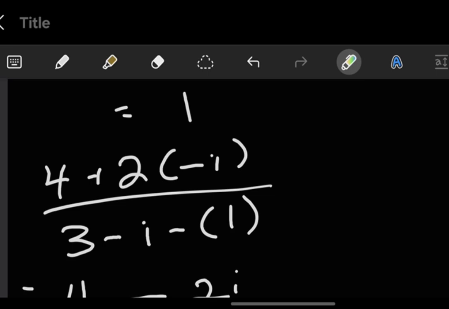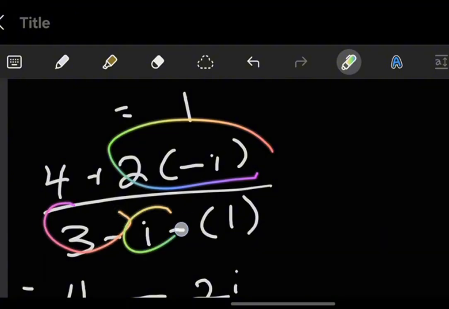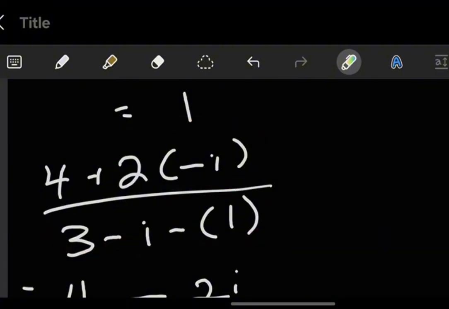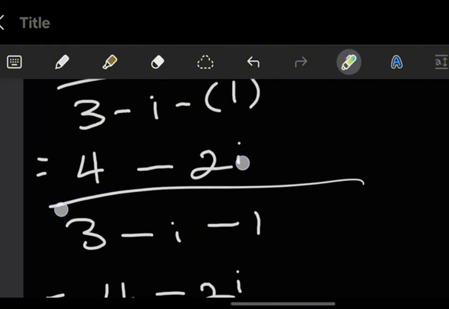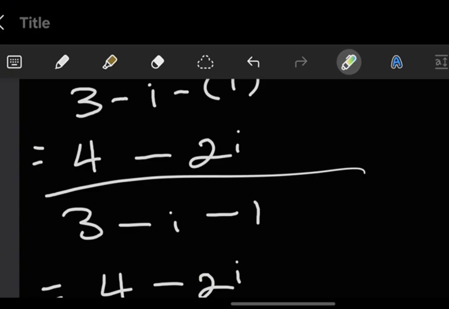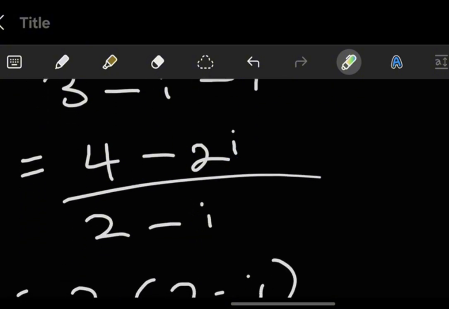And then we can replace it with the values we have solved. So we will get 4 plus 2 multiplied with negative i, divided by positive 3 minus i minus 1. We will get 4 minus 2i divided by 3 minus i minus 1. We will get 4 minus 2i divided by 2 minus i.